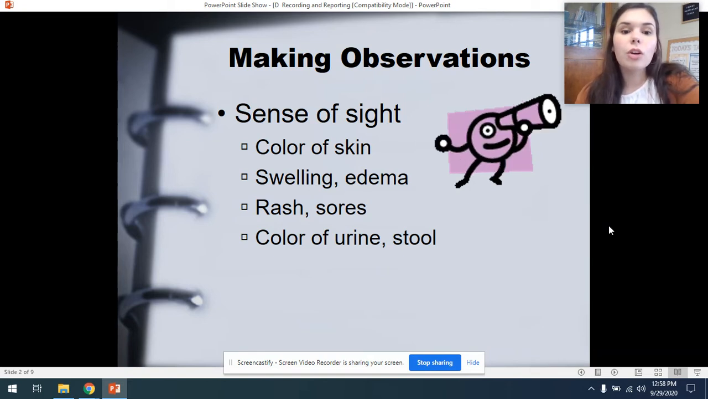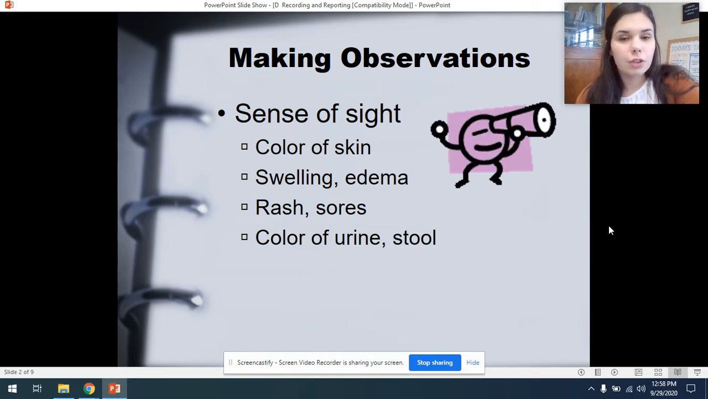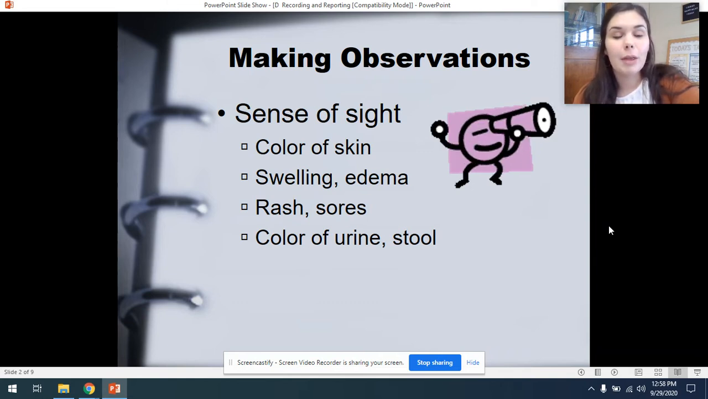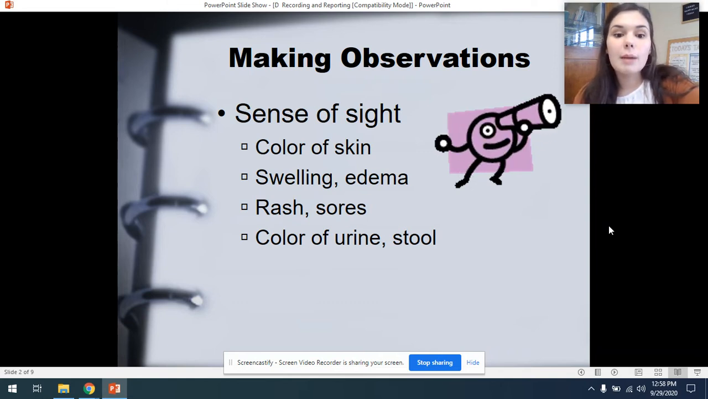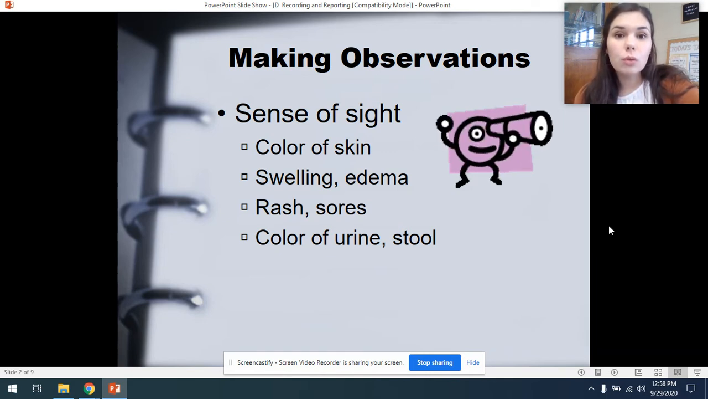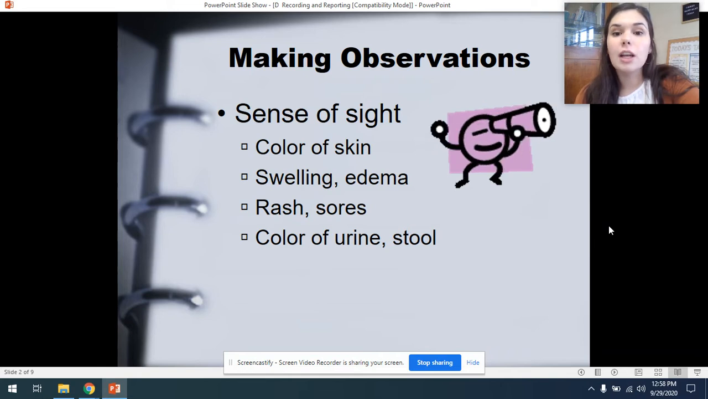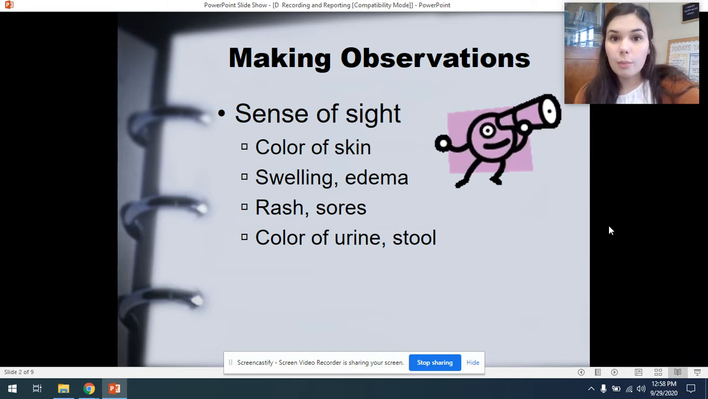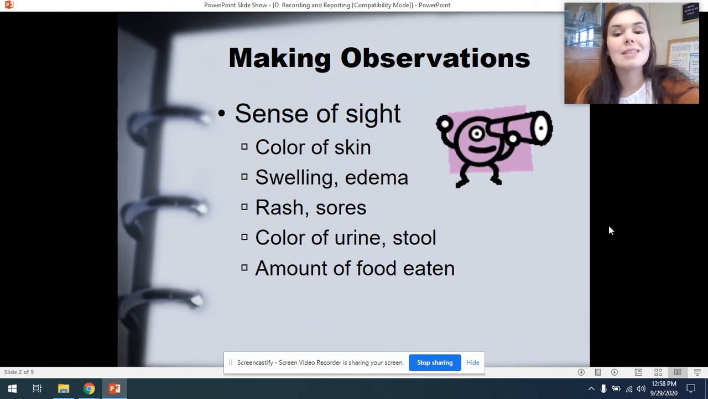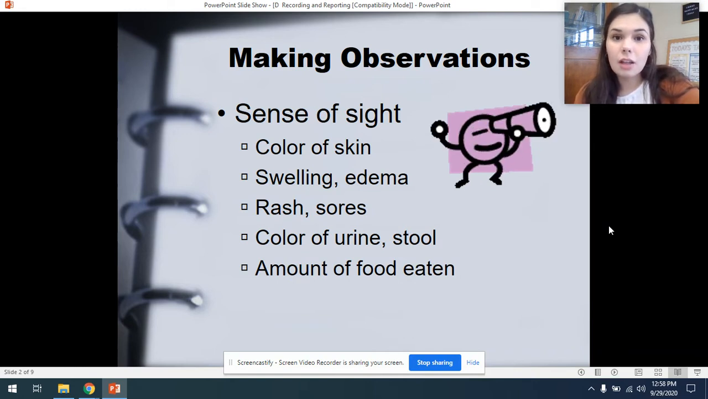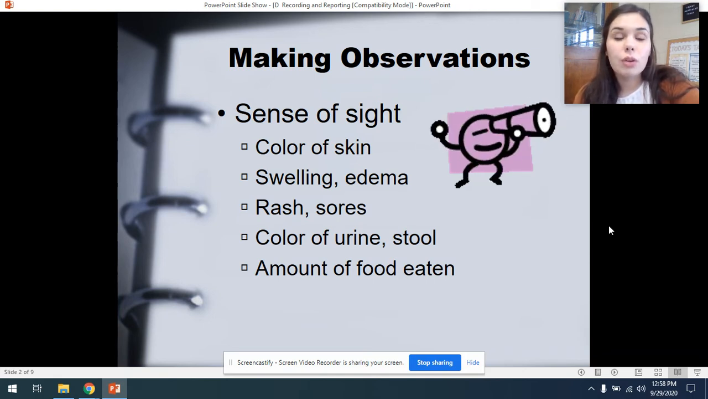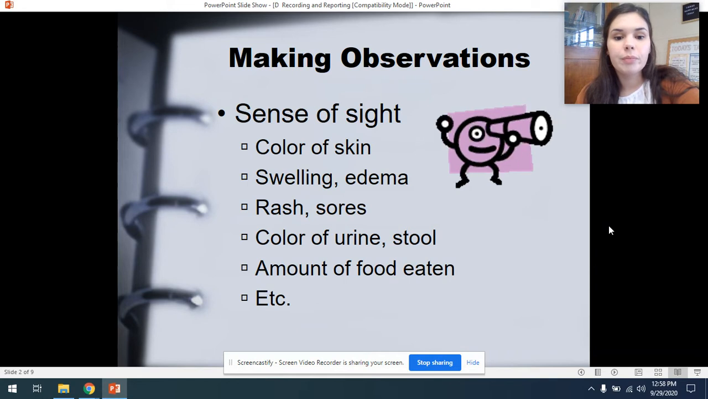We can also use our sense of sight to observe the color of urine. We can see if it is really pale, if it's really dark, meaning they might be dehydrated, or maybe that it has blood in it. We can also observe stool or feces and see if there are any observations that can be made from that as well. And we can look to see the amount of food that someone has eaten. If they are not eating a lot, that could be a sign of some type of illness. Or maybe they're eating a lot of food and they're constantly hungry as well.